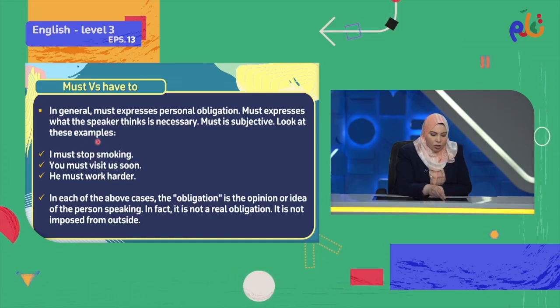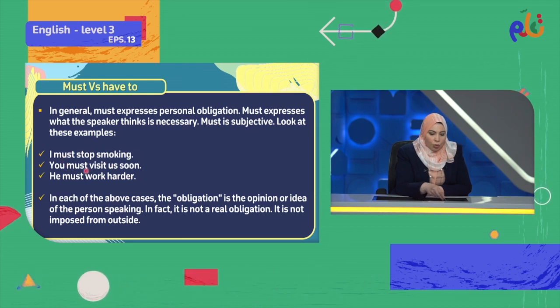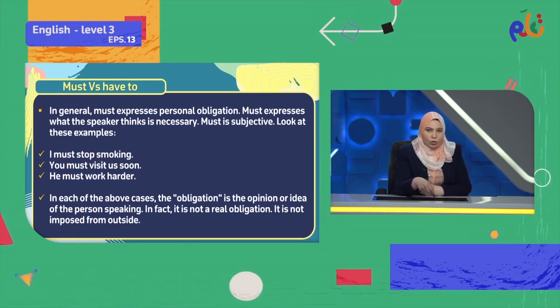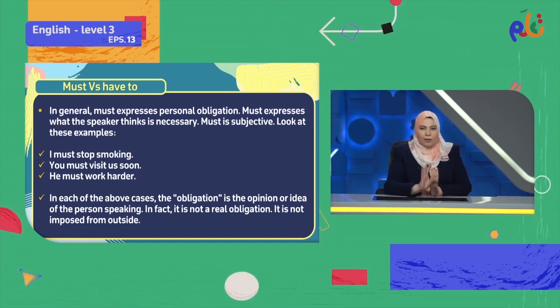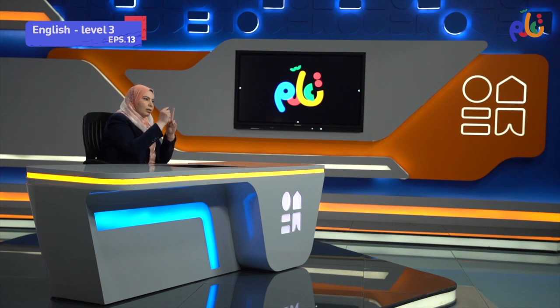So if I'm talking about must, let's take a look at the structure of the sentence. It's I must stop smoking, or you must visit us soon. So we have the subject and then must, and after it, it's usually the infinitive. Between must and the infinitive, no to. So I don't say you must to visit us. It's you must visit, you must go, you must play, you must do.